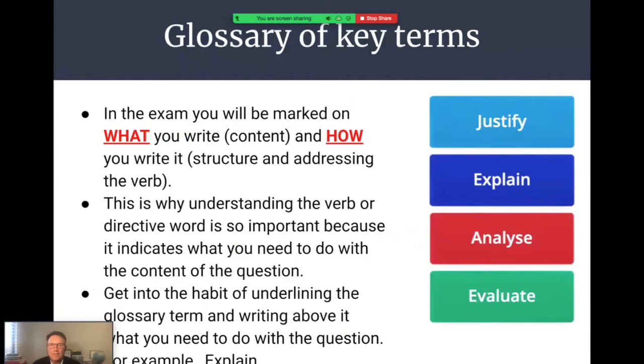Remember, when we're sitting the HSC exam and most school-based assessment tasks, the directive words or the verbs are really important so that you can properly understand the question. When answering questions, we're not just focusing on what to write, that is the content, but we also need to focus on how we're going to write our responses: the structure and the way that we address the verb that's given in the question. Understanding the verb is fundamentally important to properly understanding the question, and you must really address the verb when you're writing your response. Therefore, it's fundamentally important to understand exactly the requirements of each of the different verbs.